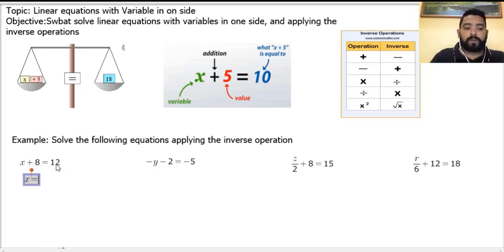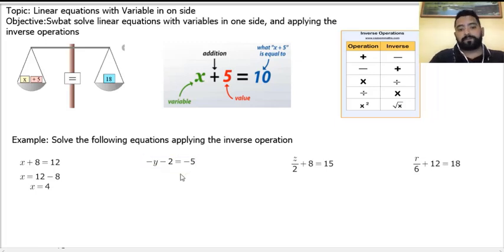But first we need to copy the number 12, and then we are going to think what is the inverse operation of positive 8. So the inverse operation is negative 8, so we are going to move it with negative 8. Then we are going to do the operation. We copy x again, and we subtract 12 minus 8, which is positive 4. And our solution for this equation is x equals 4. If you replace the value 4 in the variable, you get 4 plus 8 equals 12, and we have an equality as in this weight scale.